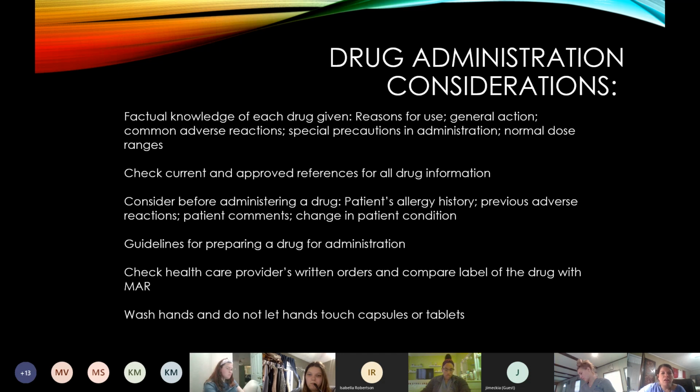All right. Drug administration considerations. We kind of talked about all of this yesterday. We need to have factual knowledge of each drug given. We need to have the reasons for use, general actions, and the common adverse reactions. We need to know special precautions, and we need to know the normal dosage ranges.